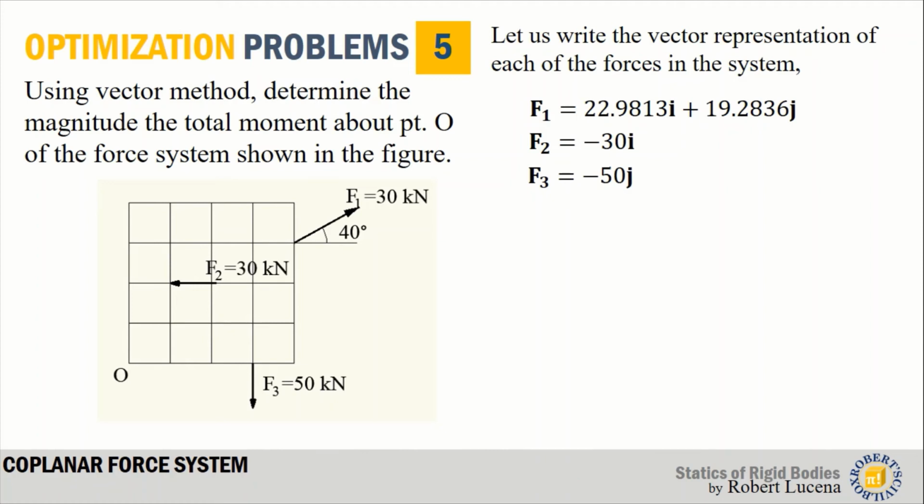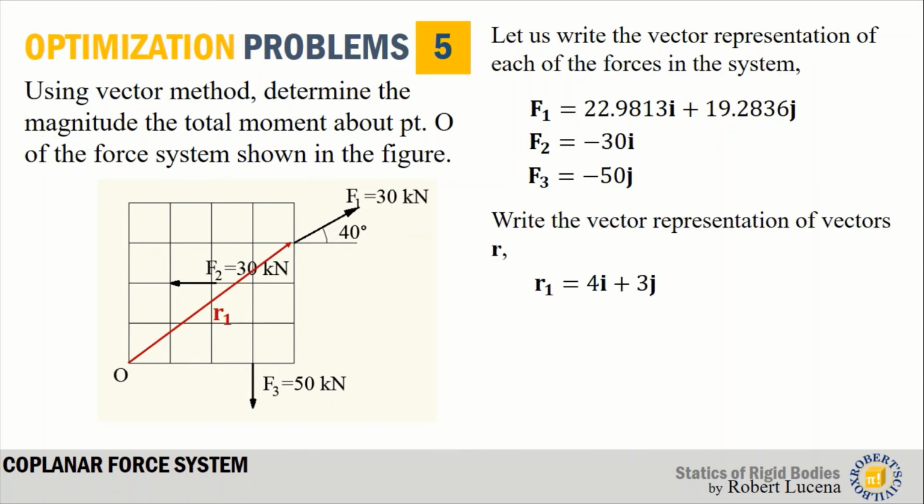So our next objective is to get the value of vector R for each of the forces. So for F1, let's have R1. R1 is 4i plus 3j. Again, if you have problem coping with this one, make sure you review the video. R1 is equal to 4i, that is simply 1, 2, 3, 4, and plus 3j, 1, 2, 3. So there you go. R1 is 4i plus 3j.